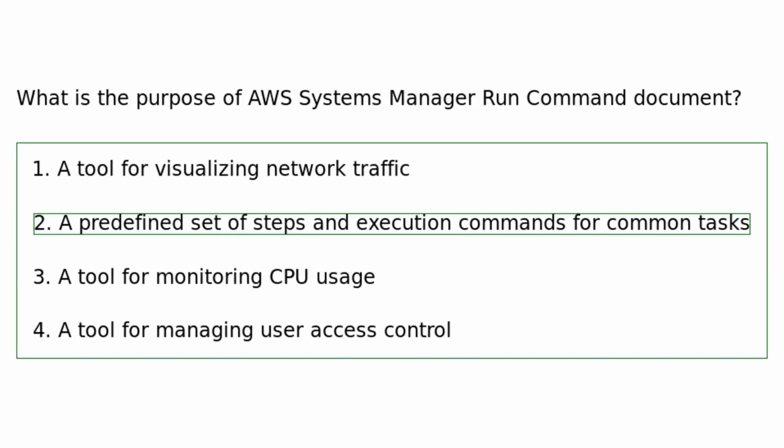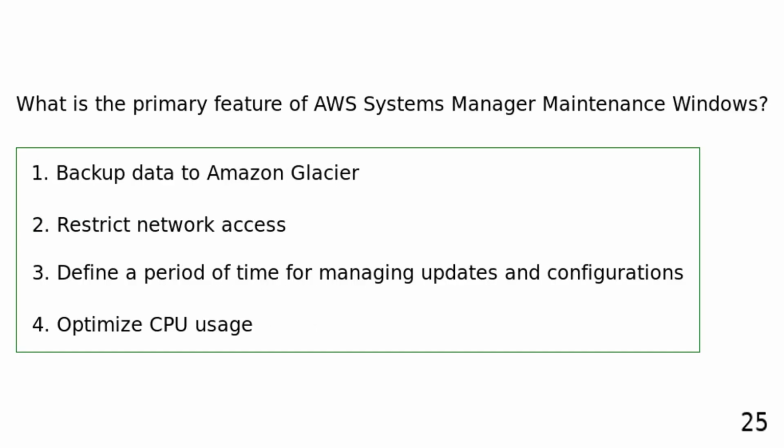Run command documents in AWS Systems Manager define a set of steps and execution commands that are needed to perform common operational tasks, enabling consistency and repeatability in running commands on instances. What is the primary feature of AWS Systems Manager maintenance windows? Backup data to Amazon Glacier. Restrict network access. Define a period of time for managing updates and configurations. Optimize CPU usage.